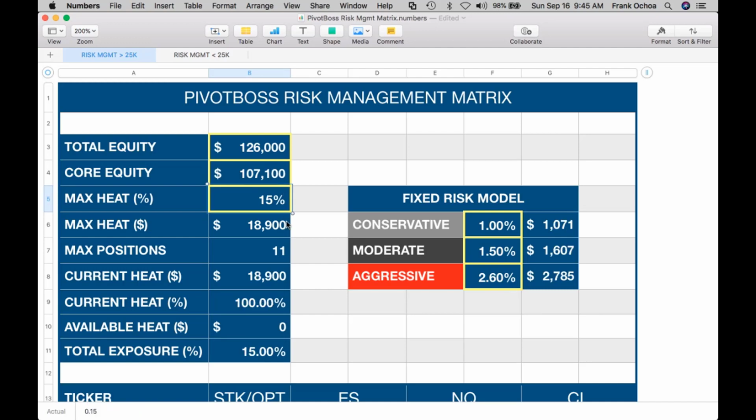107,100. And what you'll see now is that down here, max heat is 8.9, current heat is 8.9, right?